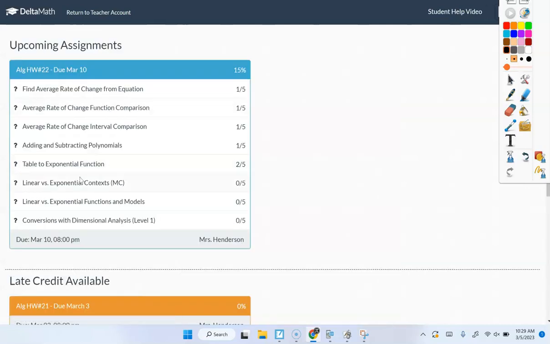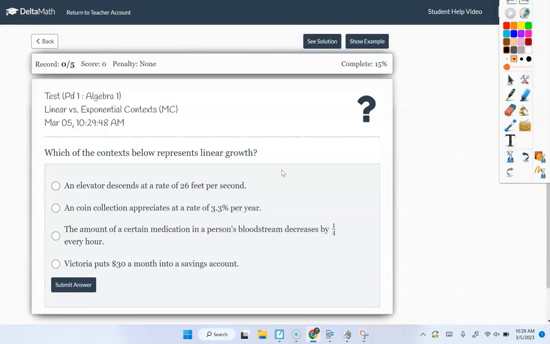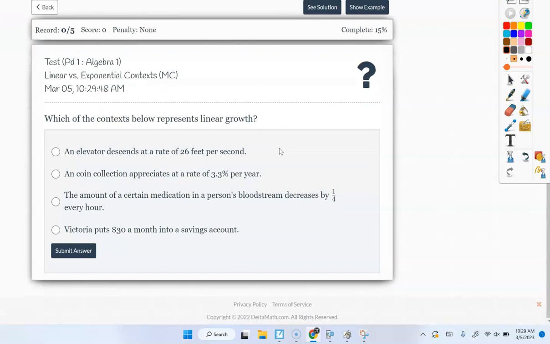All right, the next one we're going to do is context, where if you're given a verbal story, you have to choose whether it is linear or exponential. Or in this case, linear. Which of the contexts below represents linear growth? Remember, linear growth is a constant rate of change. It's an addition or subtraction of the same exact amount, not a percent, not timesing by a fraction, but exactly the same amount each time.